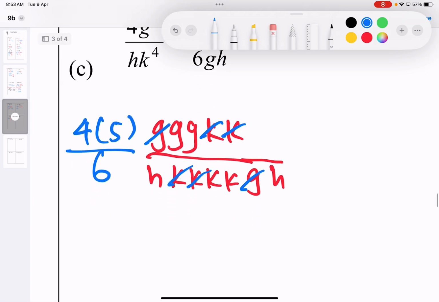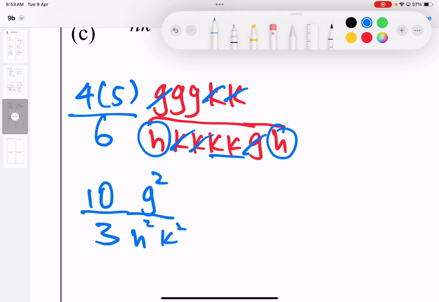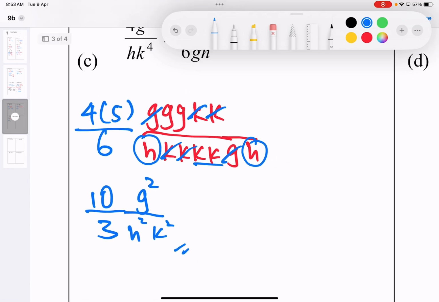So what am I left with? This part, use your calculator: 4 times 5 divided by 6. Convert it to an improper fraction. You should get 10 over 3. I have 2 G's, so I'll get G squared. Here, I'm left with H. How many H do I have? H squared multiplied by 2K, K squared. So this is my final answer: 10G squared over 3K squared, H squared, K squared.